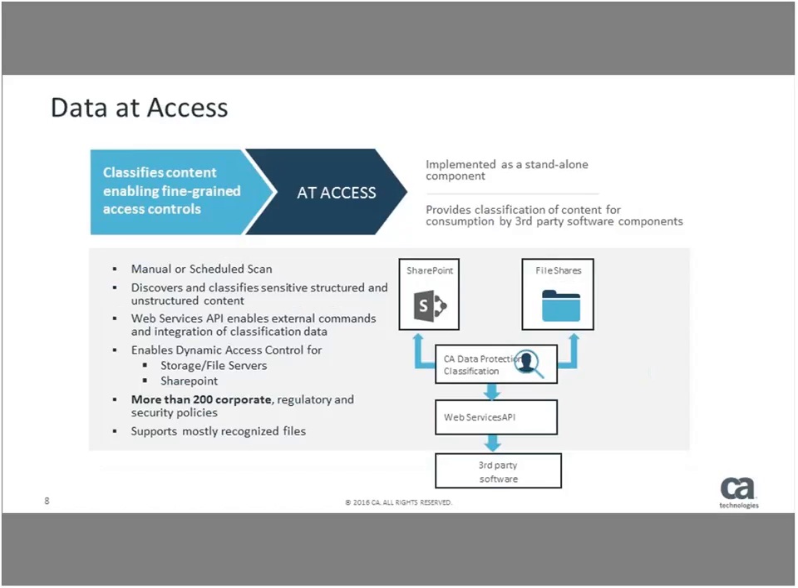Various file types are supported and recognized. More than 200 corporate policies are there. It also has a web service API exposure where the output can be fed to any third party, which can use it for intelligent decision making based on the classification of the file type and the content of the file. So it is easy to make it consumable for any third party through the web service API.